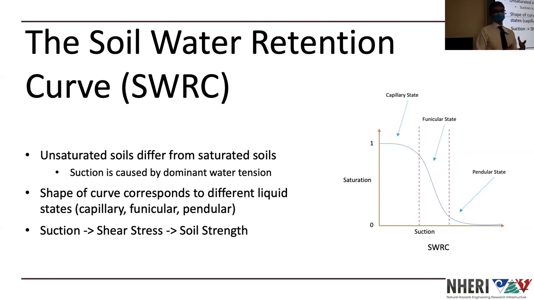So to explain these, the capillary state is when all soil grains are submerged in water and all the liquid clusters have combined into one liquid cluster, and you can think of that as a continuous bubble of water. And then the pendular state is kind of the opposite, where there's very little water in the sample, and the water that is there tends to be in these liquid ridges. So that's why the suction value is so high there.